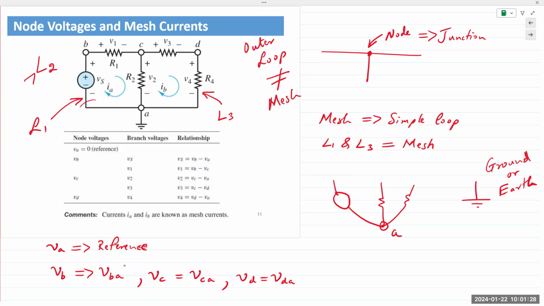And then we have the component voltages V1, V2, V3, and V4. We'll look at that next class.